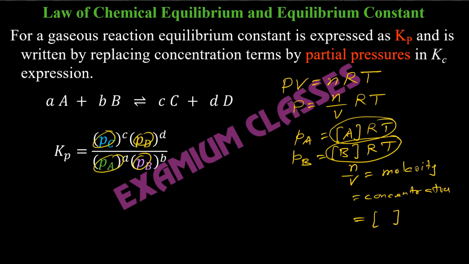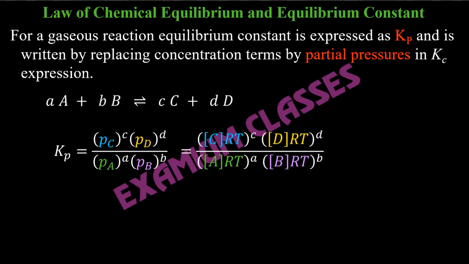So sometimes this derivation is asked. So you will simply write PC will be equal to the concentration of C times RT, whole to the power c. PD will be the concentration of D times RT, whole to the power d. PA will be the concentration of A times RT to the power a. And PB will be the concentration of B times RT, whole to the power b.